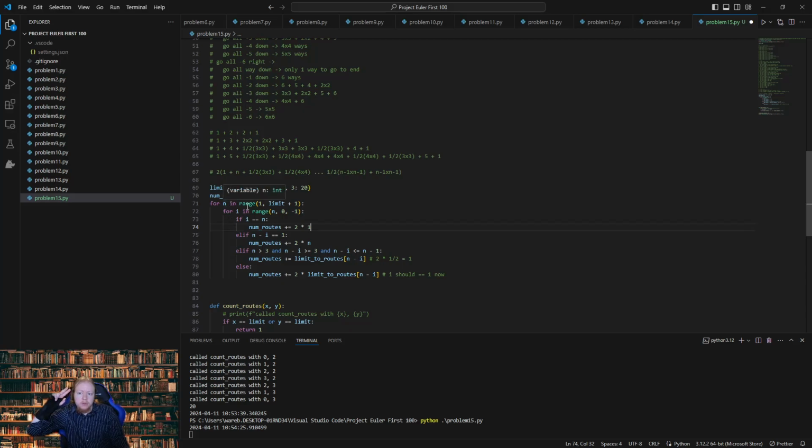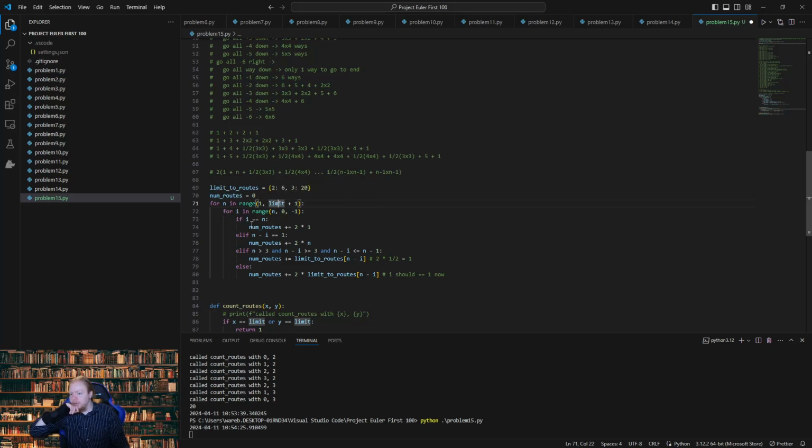For n in range(1, 3), for i in range(2, 0), the i will run twice, once for 2. Again, we're getting the 2. So now our num routes is 4. But then we come in here with i of 1, and n minus i equals 1, so 2 times n is 4.